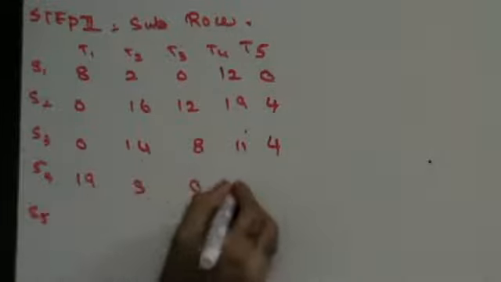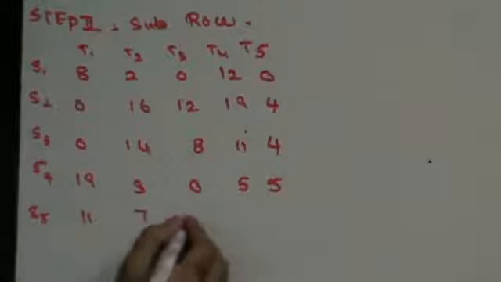Right? Next, the smallest element is 0, so leave it as it is. Smallest element is 0, leave it as it is. Smallest element is 1, so in that case this will be 11, 7, 0, 5, 1. Right? Once you have this, next step, subtract column wise.